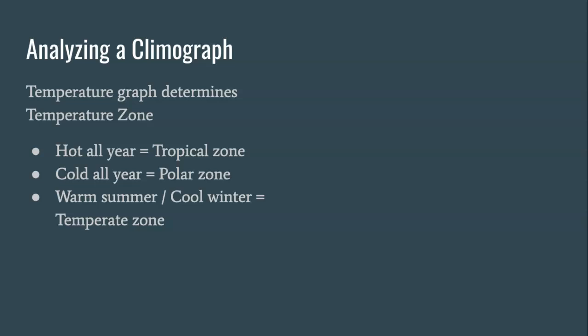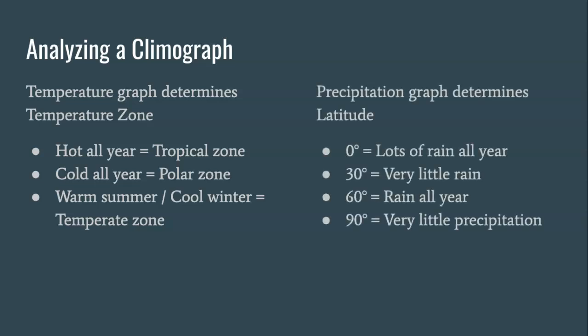If temperatures are cold all year, well, that's going to be in the polar zone. And if you find yourself with a graph where you have warm summers and cool winters, well, that's coming from the temperate zone. But we can be more specific. We can also look at precipitation, because precipitation tells us the latitude.